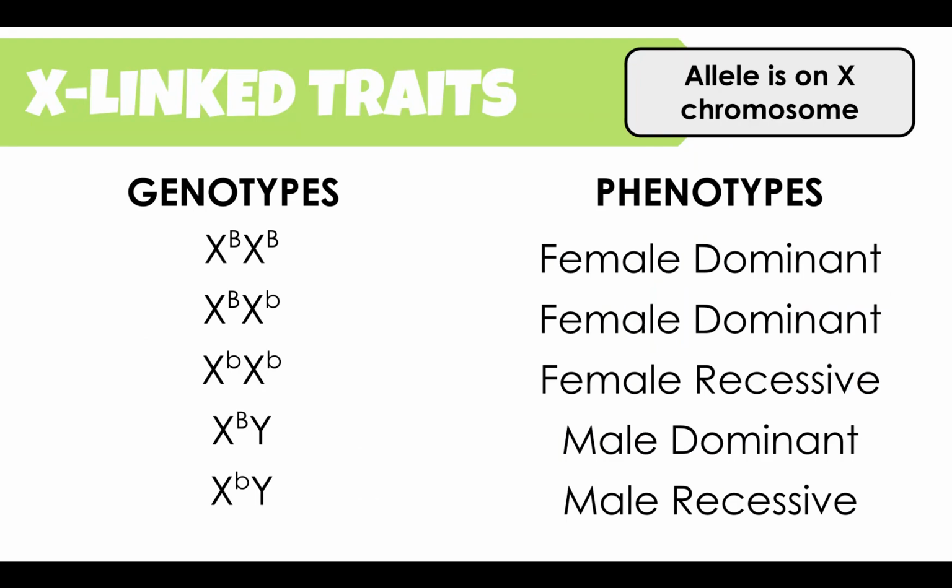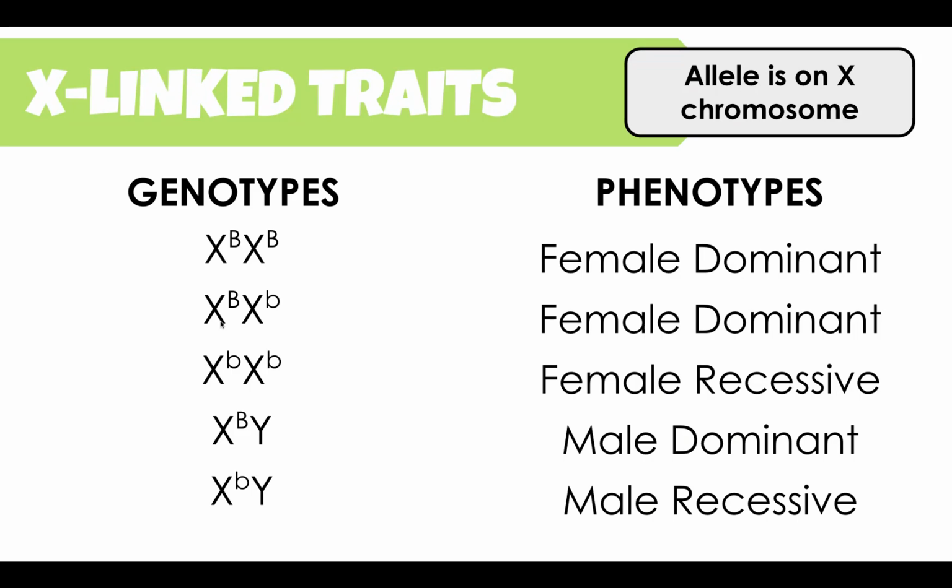So because females have 2 X's, we're going to use exponents to represent the allele of the trait on that X chromosome. So if a female has 2 X chromosomes, she's going to have 2 alleles. We're just using the letter B here to represent this trait for whatever we're tracking. So because she has 2 X chromosomes, she also has 2 of the B alleles. And in this case, because both B's are uppercase, that means this female would be dominant for the trait.